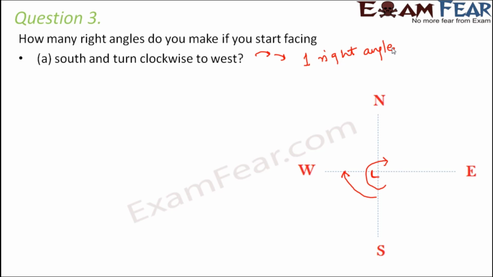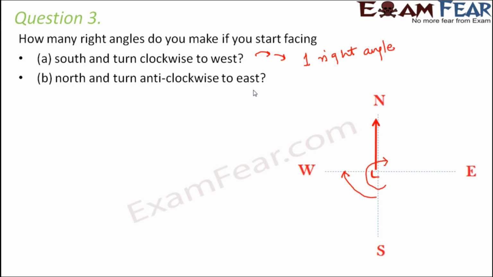Let's look at the second part of the question. It says you start facing north. So we are currently facing north and turn anti-clockwise to east. So anti-clockwise would be like this. Let me change the color of the ink for better visualization. This time you are going to move anti-clockwise, that is in this direction. So from north you have to start and you have to reach east. That means you start from north and you rotate till you reach east.